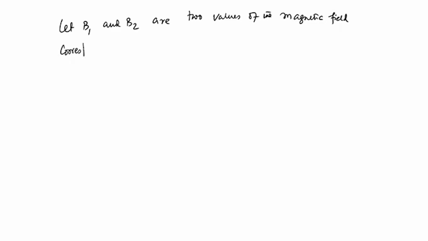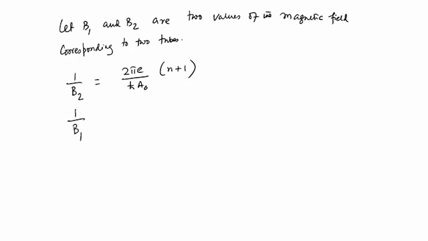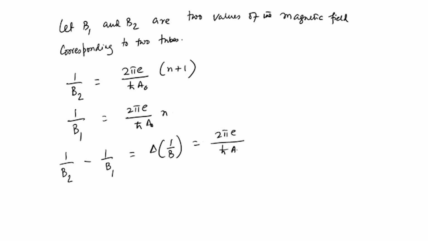Corresponding to two tubes. Okay. So, we have 1 over B 2 equal to 2 pi E by H cross A 0 n plus 1, and 1 by B 1 equal to 2 pi E by H cross A 0 n. So, 1 over B 2 minus 1 over B 1, let us call it delta of 1 over B, that is equal to 2 pi E divided by H cross A 0.